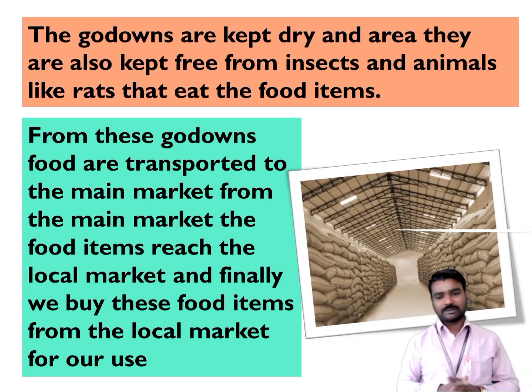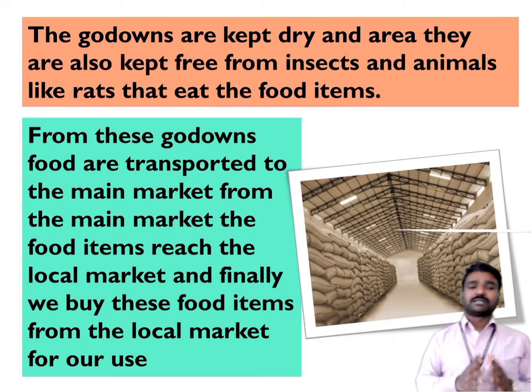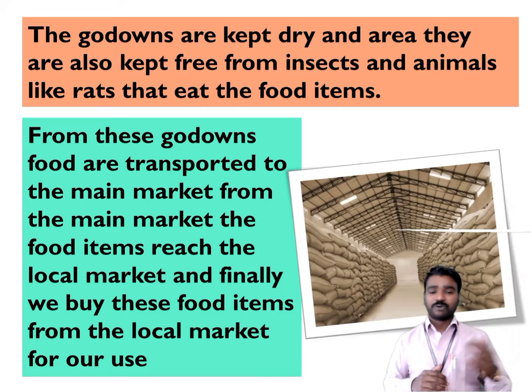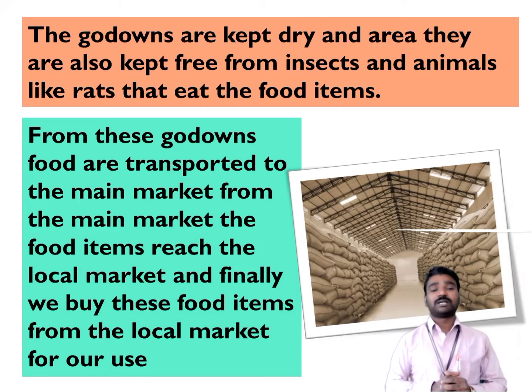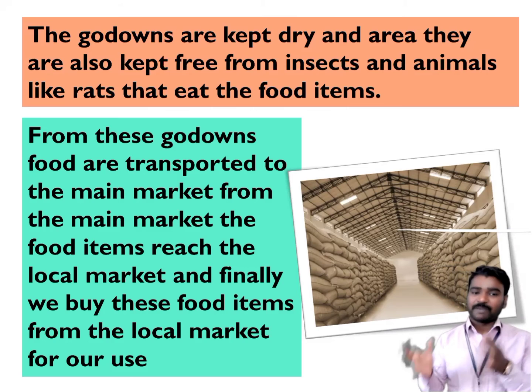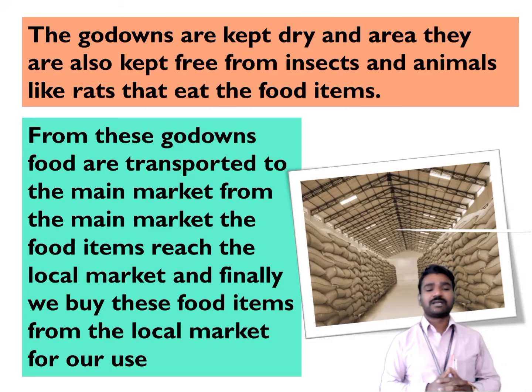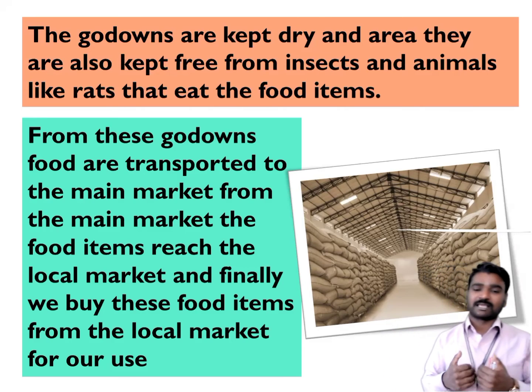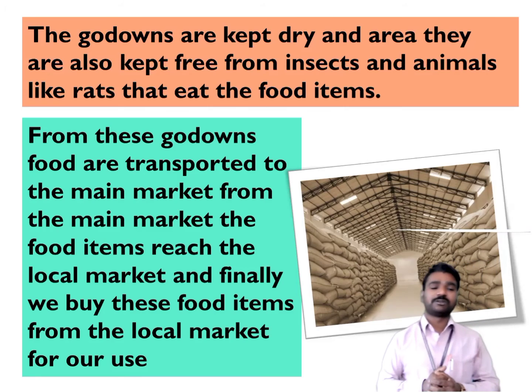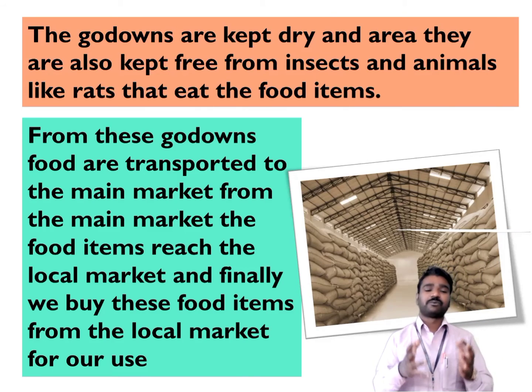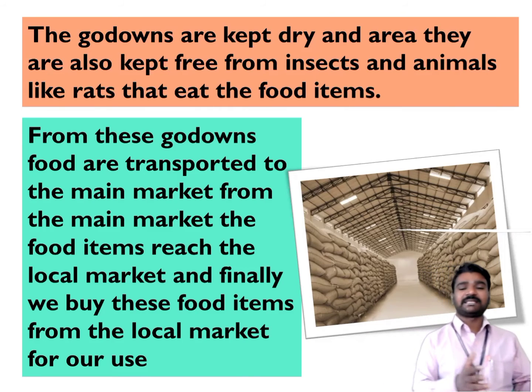Now the farmer has stored it in the godowns. From these godowns, these food items are transported to the main market, and from the main market these food items reach the local markets, and from local markets people like us, like you and me, go to buy these food items. So this is the entire journey.